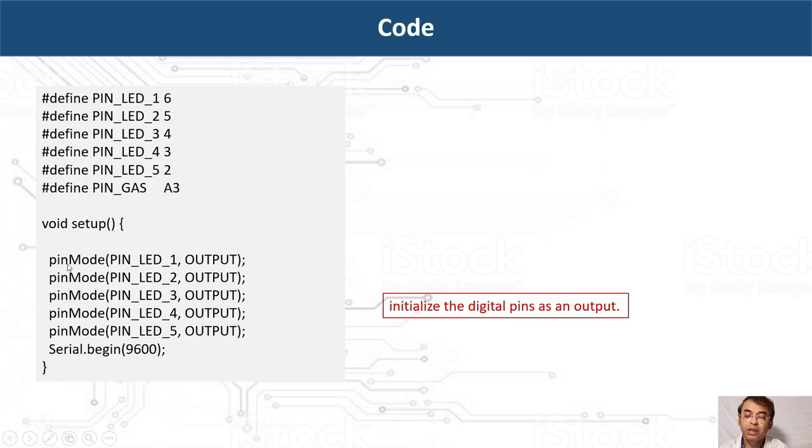As you can see, there are 5 pinMode functions: pin LED 1 output, pin LED 2 output, pin LED 3 output, pin LED 4 output, pin LED 5 output. Also, I have added one Serial.begin function for serial communication, with a baud rate of 9600.